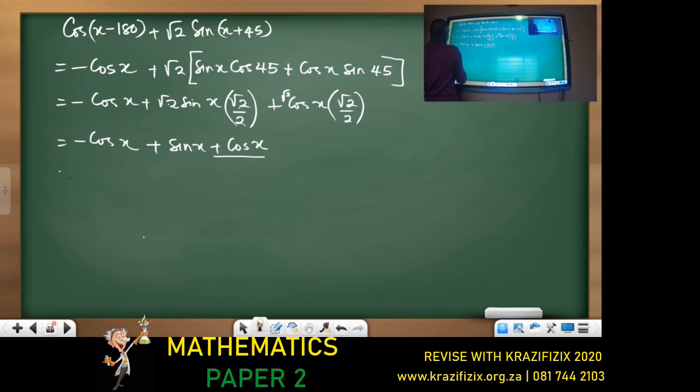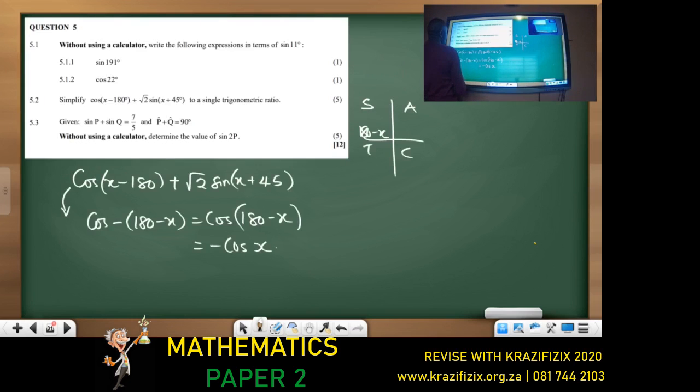So cos x minus cos x, I am left with sine x, and I think we are good to go. The question says simplify to a single trig what? Ratio, and that's done. All right, let's look at 5.3.